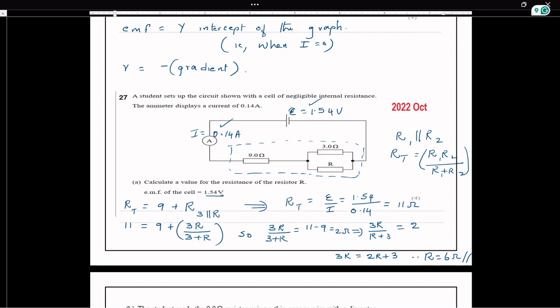Now, so 3R is, this will be 3 plus 2, this will be 6, not 3, it will be 6. Because on cross product 3R is 2R plus 6, okay, 2R plus 6, and therefore the total resistance will come as 6 ohms.